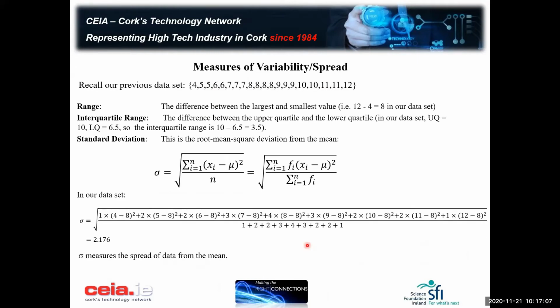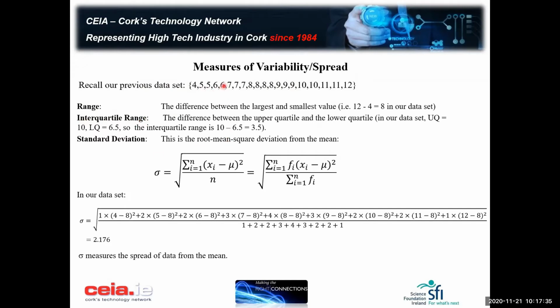Now, measures of variability, measures of spread. Well, the easiest one is the range, which is the difference between the lowest value, 4 here, and the highest value, 12. So the range here is 8. You can have some outliers in this data set, which means that might not be a reliable measurement of the spread. To eliminate that, people sometimes use the interquartile range.